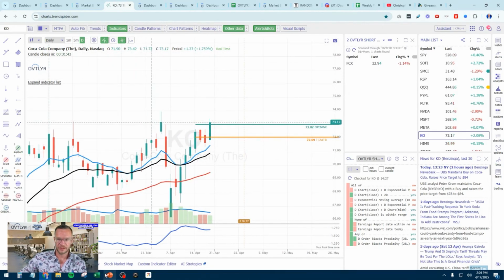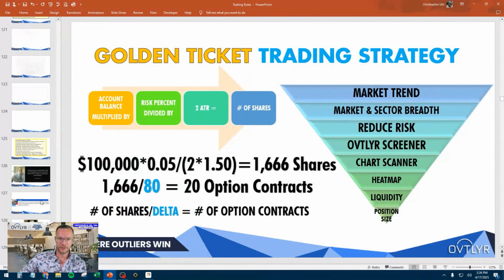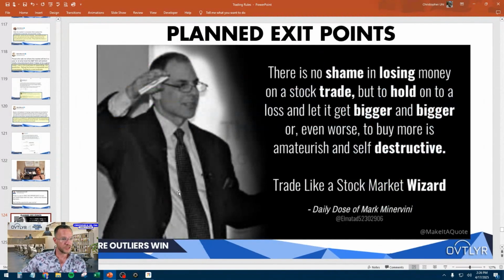That's part of the game. In fact, I would also really want you to point out that there is no shame in losing money on a stock trade, but to hold on to a loss and let it get bigger and bigger, or even worse, buy even more, that's amateurish and self-destructive.